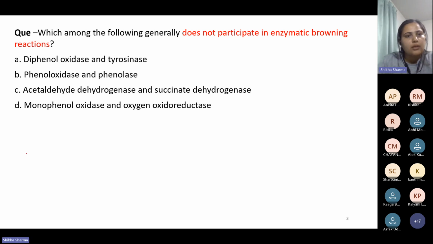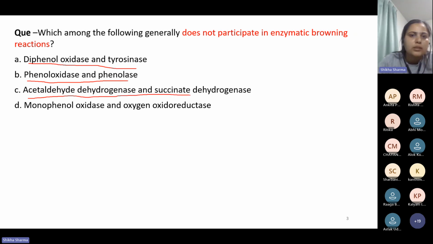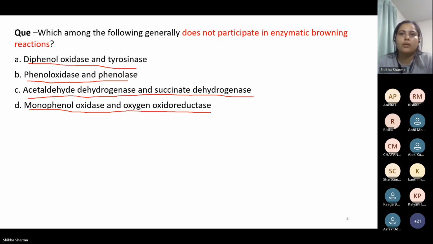Option A is diphenol oxidase and tyrosinase. Option B is phenol oxidase and phenolase. Option C is acetaldehyde dehydrogenase and succinate dehydrogenase. Option D is monophenol oxidase and oxygen oxidoreductase. So this is our first question for today.